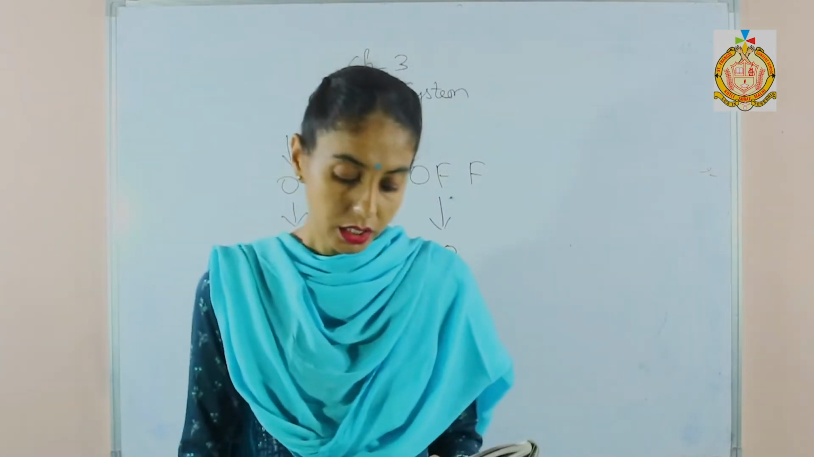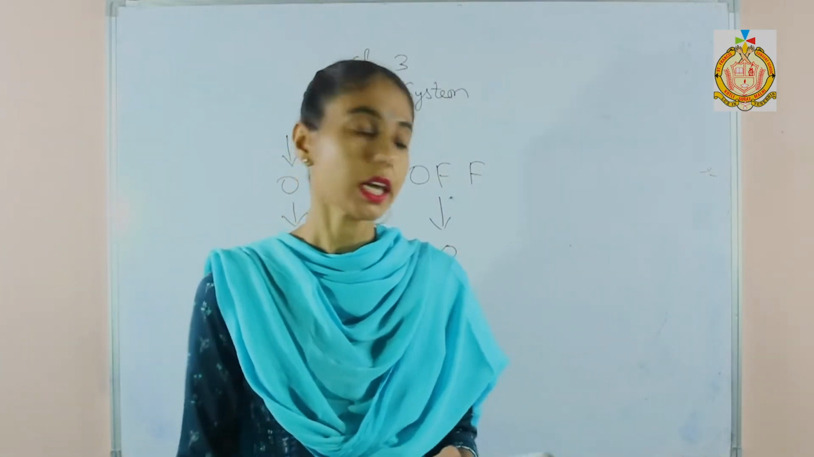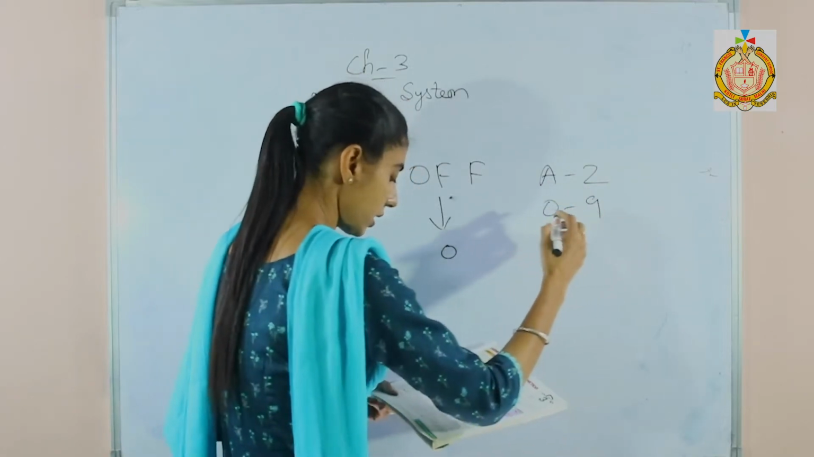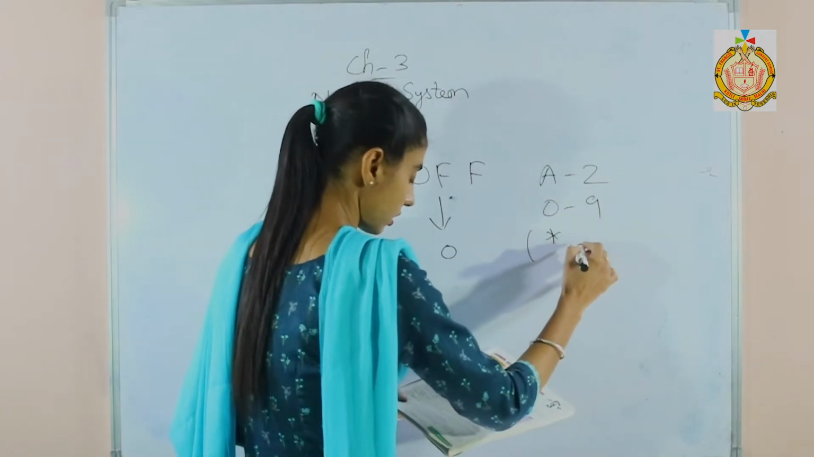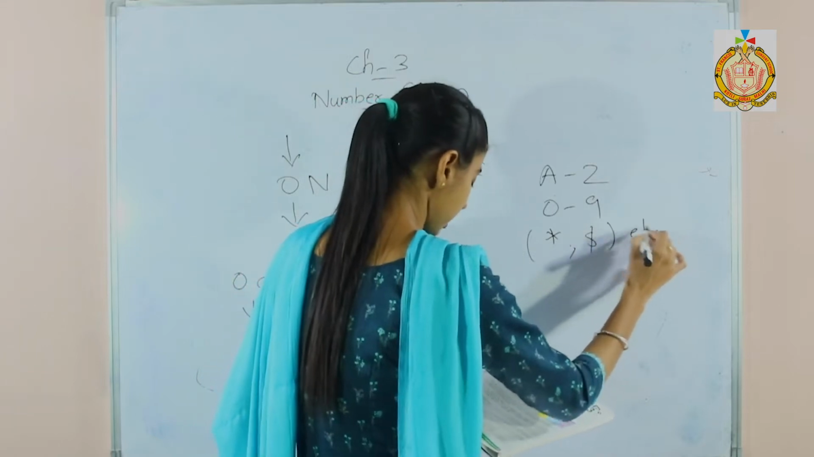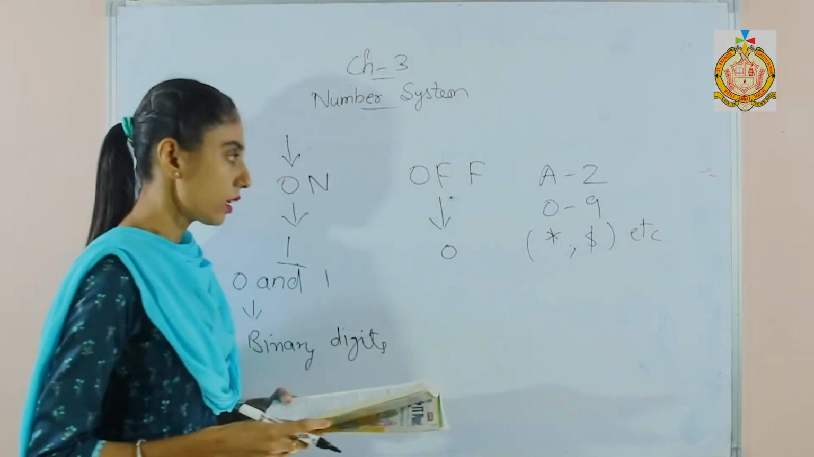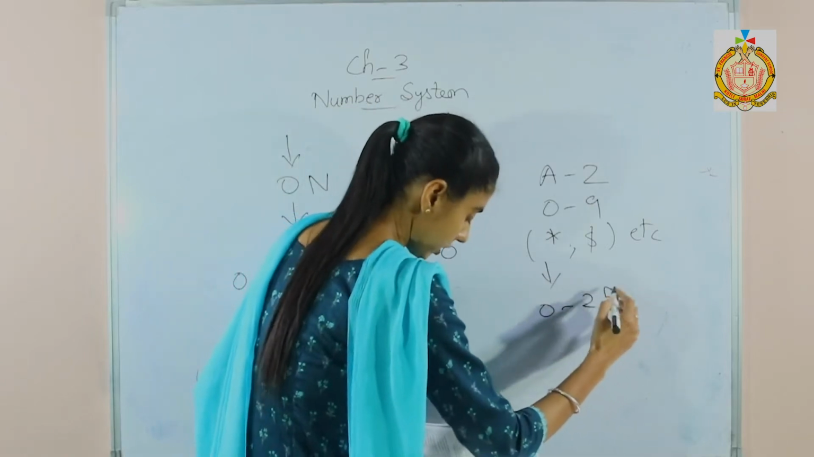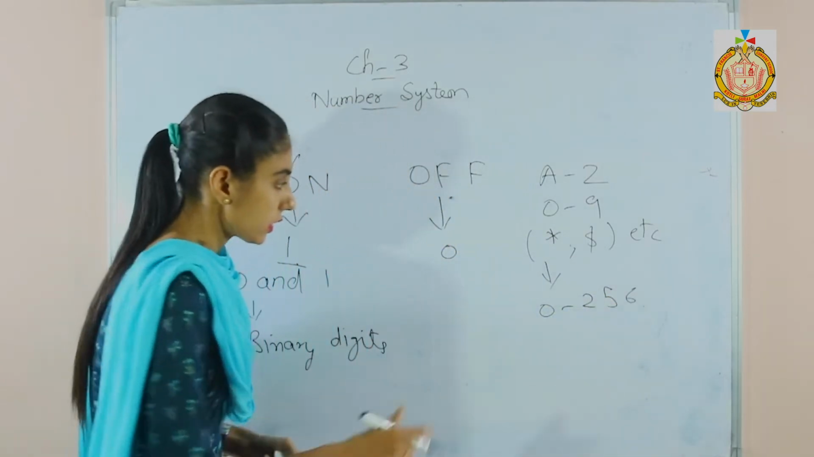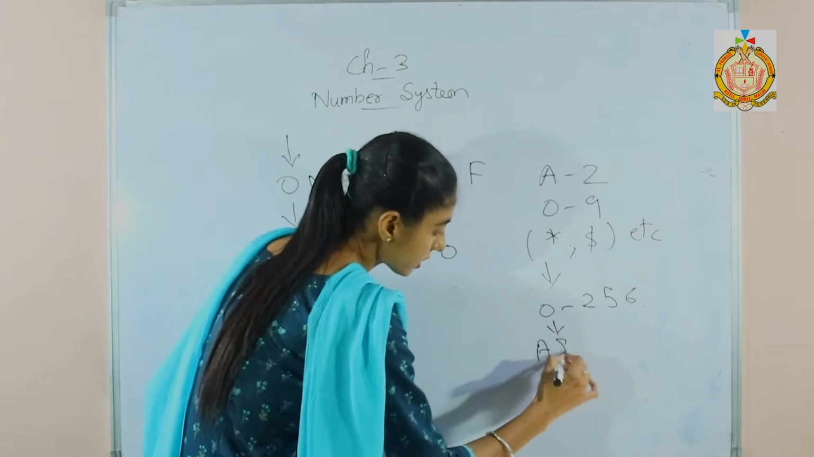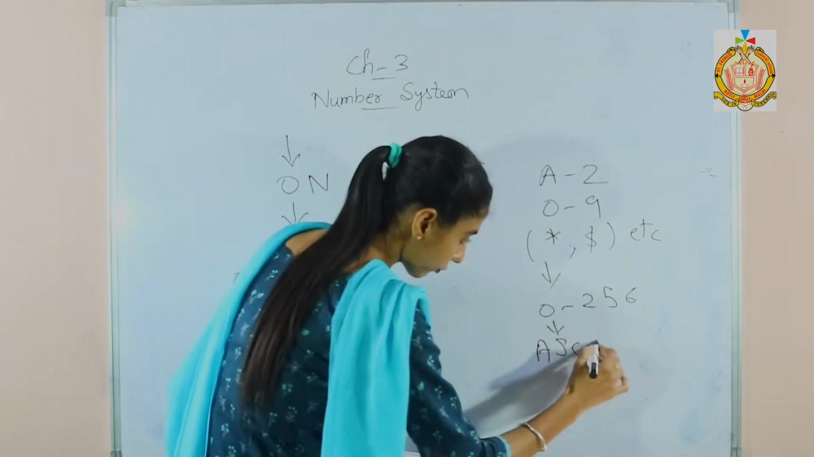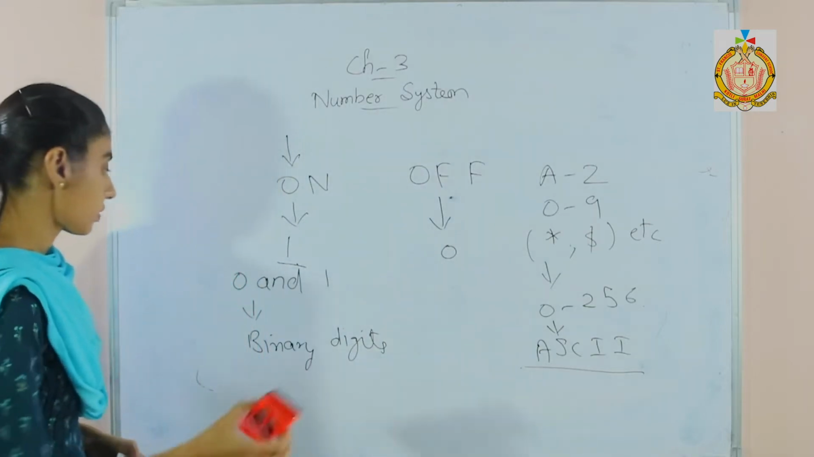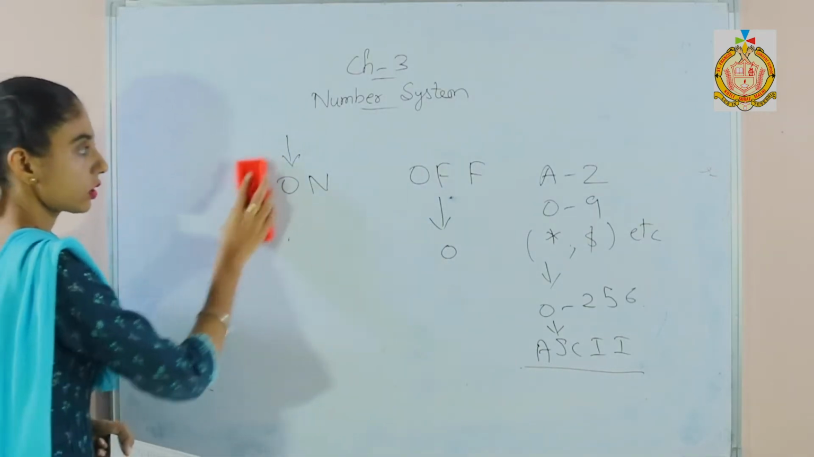So every character in computer, like alphabets A to Z, numbers 0 to 9, symbols, etc., has an assigned numeric code, and these codes vary from 0 to 256. This code is called American Standard Code for Information Interchange, that is ASCII codes. So this chapter is totally based on the numericals.